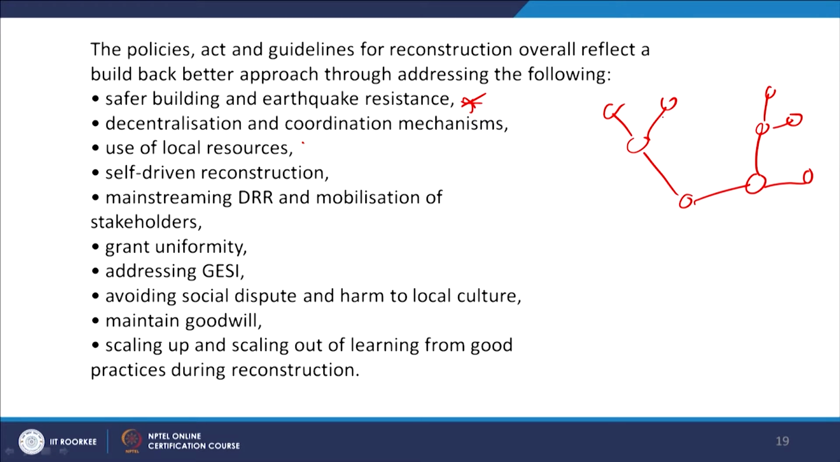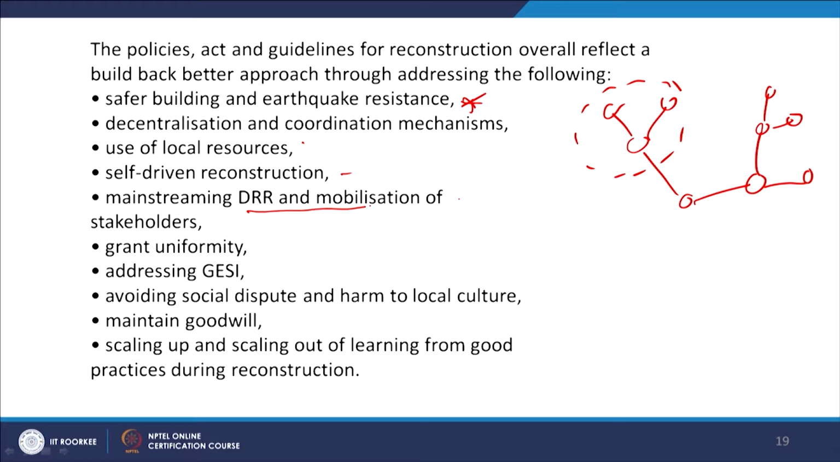Then use of local resources, using local labor, local skills, local materials. This will actually reduce a lot of financial cost and operational cost, and it will even be easy for the management procedures. This is where we talk about self-driven reconstruction, how we can engage the people in the recovery process and the reconstruction process so that they can build their capacities.